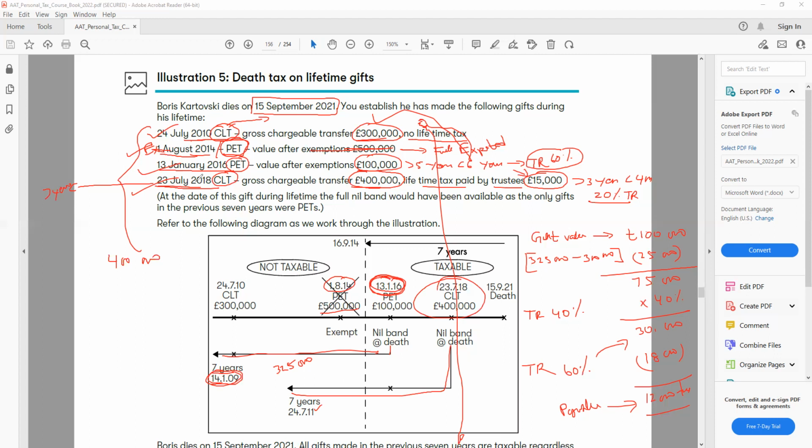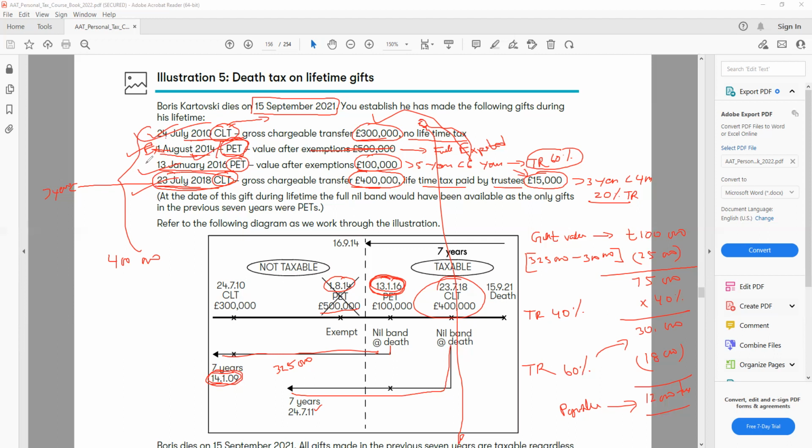Every gift, not from the date he died, but from every single gift he made from that day, 7 years back. So from that day 7 years back, this is up to 2011 July. So if it is 2011 July, that means we ignore the 2010, and this PET is completely exempted. So he died after 7 years, so you don't have to worry about the PET.